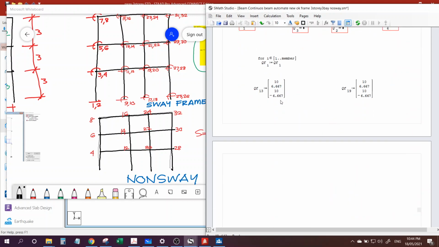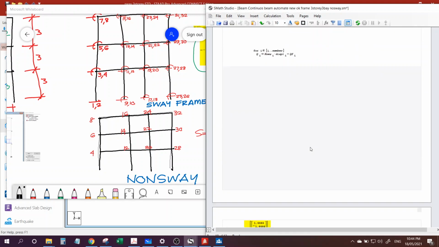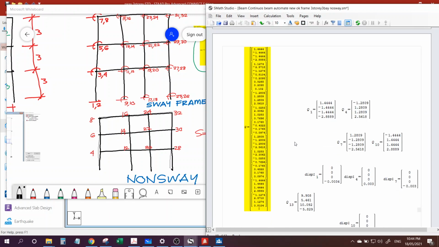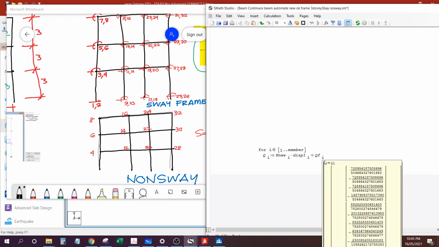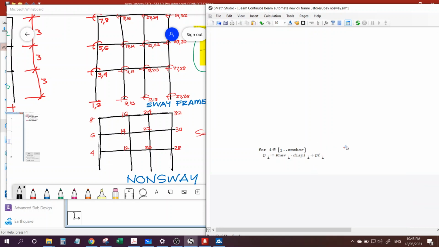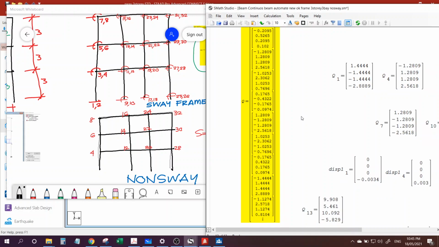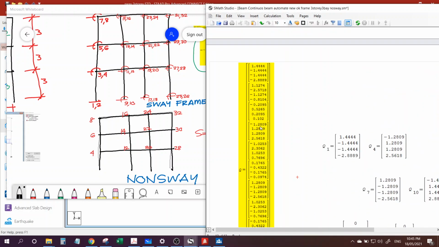Again, these are the QF forces, and this code will automate the generation of the member forces. After you get the displacement multiplied to the global stiffness matrix of each element, and then add to each QF vector for each element, this is what we got. So these are all the member forces.